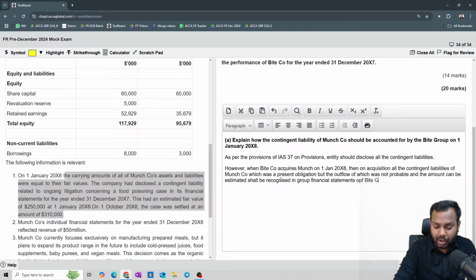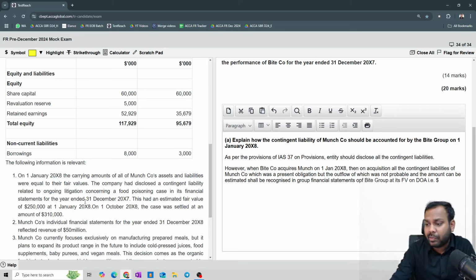of Byte Group at its fair value on date of acquisition, that is, dollar how much? What is the fair value on date of acquisition? This had an estimated fair value of 250,000. Okay, $250,000.